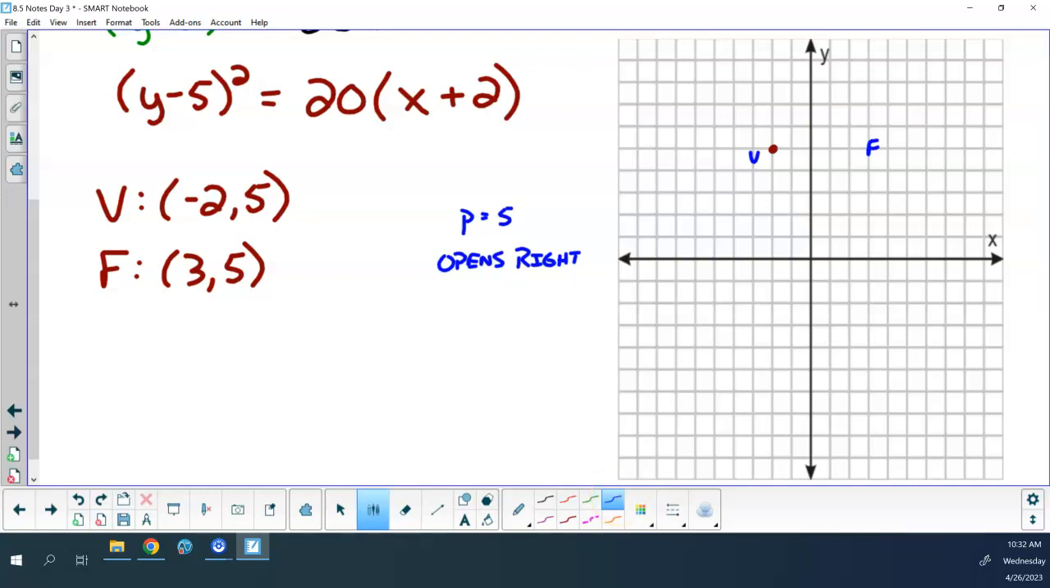What else can you tell me? The directrix is what? X equals -7, because remember the directrix is a line. But it would go through -7, 5. Okay. What else?